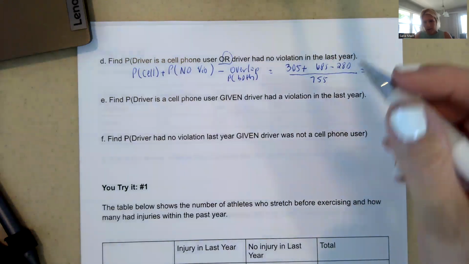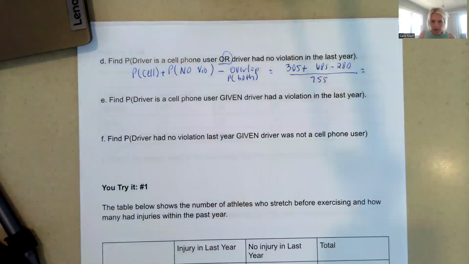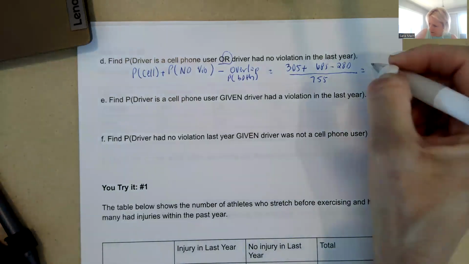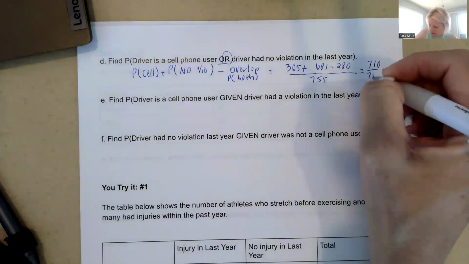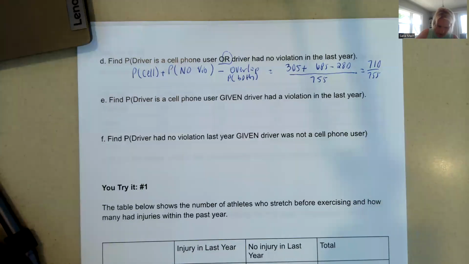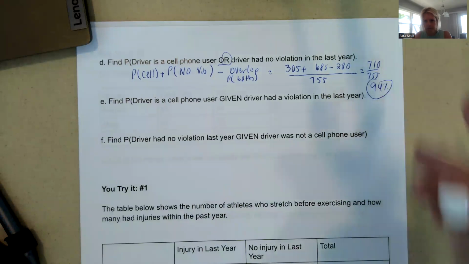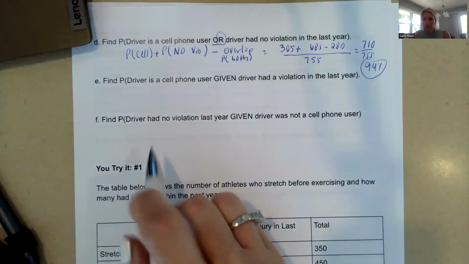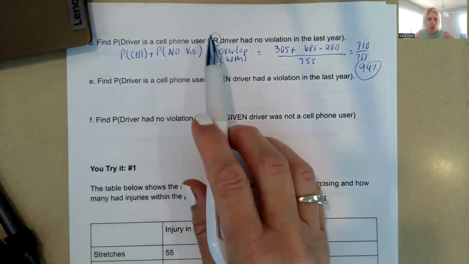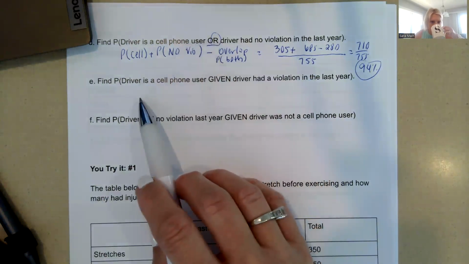Now we could just use the decimals that we found before, but this is the raw data. So 305 plus 685 minus 280 is 710 out of 755. So 94%. So remember, when it's an or, you have to check for the overlap.